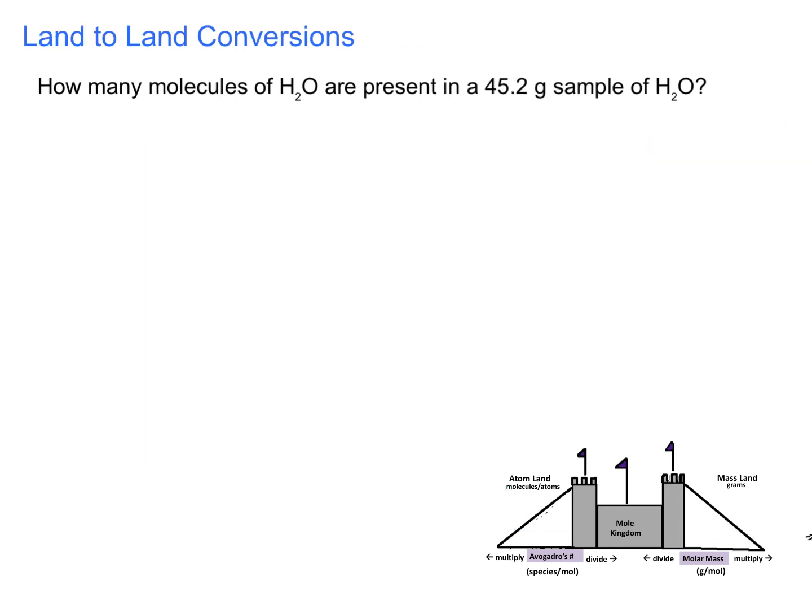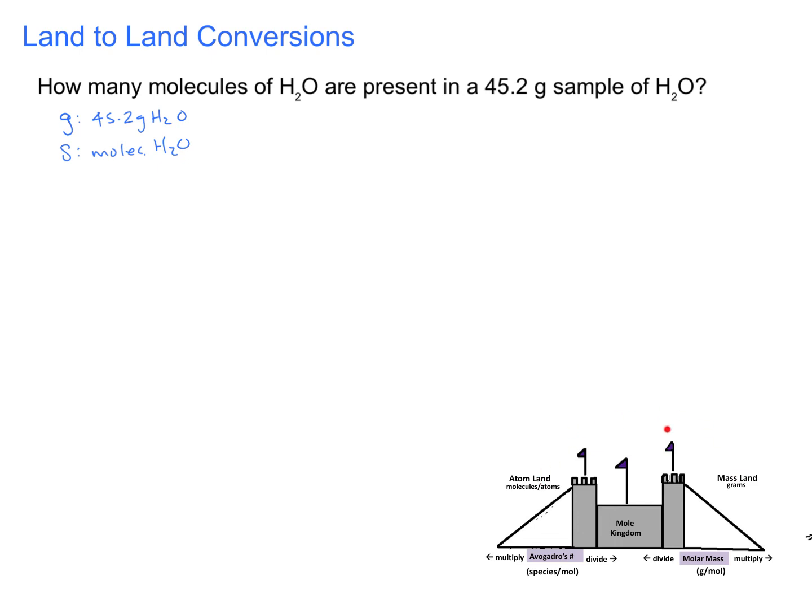In this problem, they've asked us how many molecules of H2O are present in a 45.2 gram sample of H2O. My given here is 45.2 grams of H2O. My solve for is molecules of H2O. They have given me my starting mass, which is obviously represented by mass land. And they want us to convert into molecules of H2O, which is represented by atom land. So we need to go from mass land to atom land.